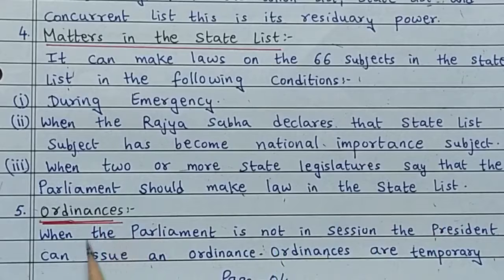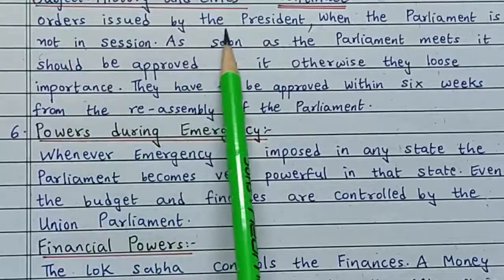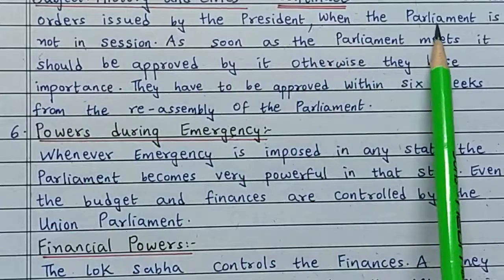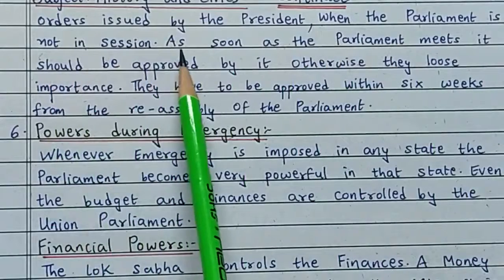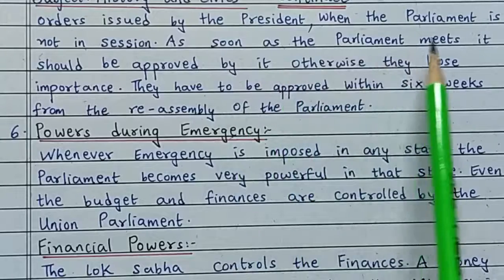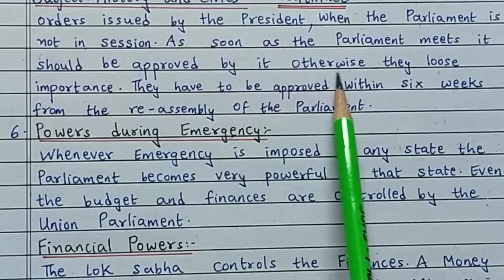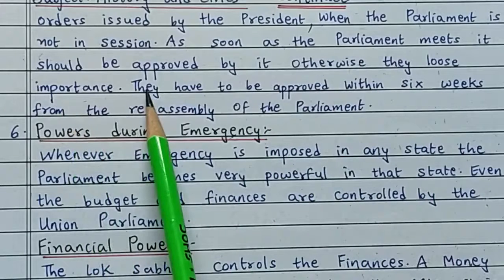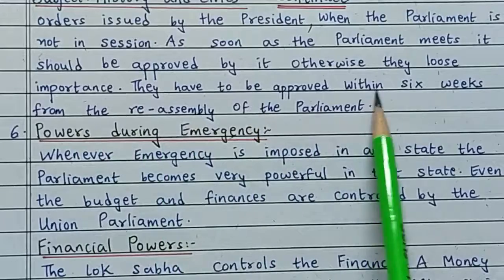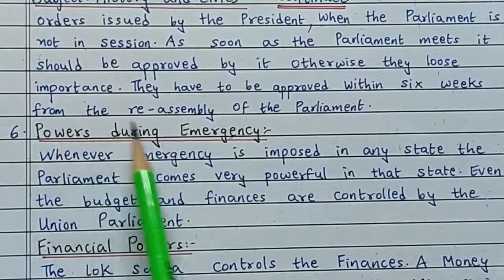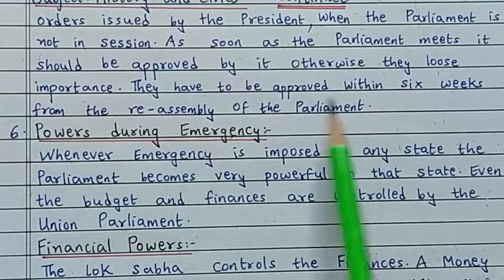Fifth, ordinances. When the Parliament is not in session, the President can issue an ordinance. Ordinances are temporary, issued by the President when the Parliament is not in session. As soon as the Parliament meets, it should be approved by it, otherwise they lose importance. They have to be approved within 6 weeks from the reassembly of the Parliament.